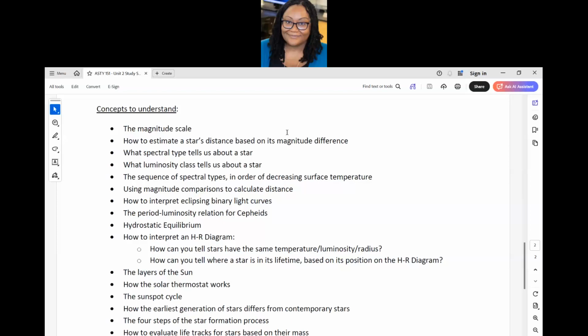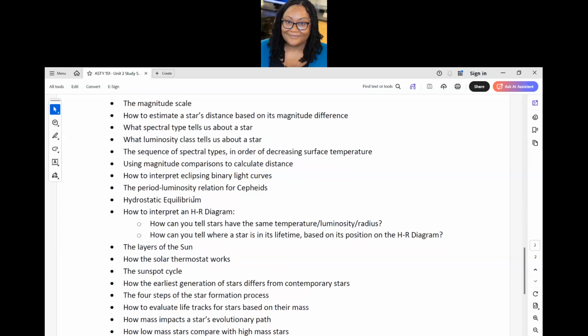Using magnitude comparisons to calculate distance is also associated with Lab 5. Interpreting eclipsing binary light curves: review Lab 6 for this one. The period-luminosity relation for Cepheids. This relationship is why Cepheids can be used so well to calculate distances.